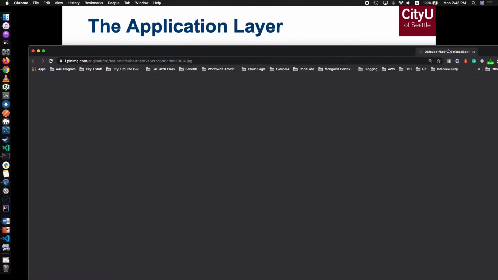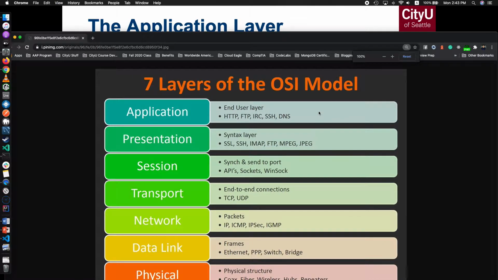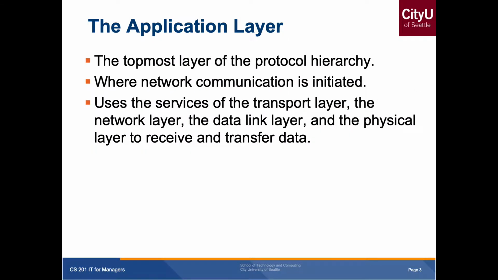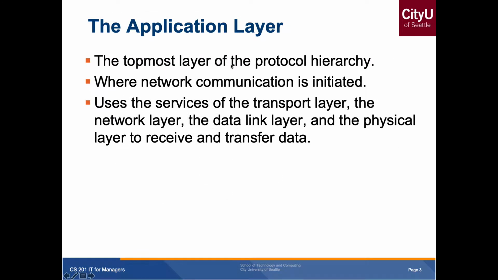And just so you know, this is the hierarchy, and we are in the application layer, which is at the very top. It's the end user. When we say end user, it's basically us interacting with, let's say, the web, where network communication is initiated. It uses services of the transport layer, network layer, data link layer, and the physical layer to receive and transfer data. An example of this is you Googling stuff or going to Facebook, and that is interacting with the application layer.